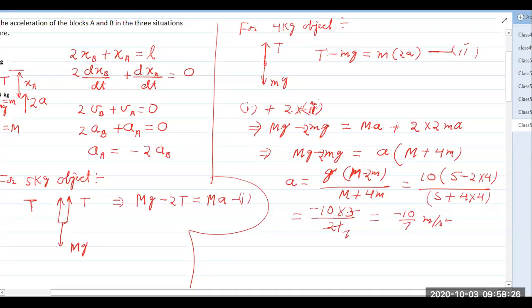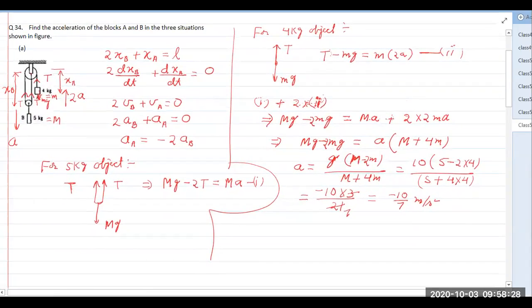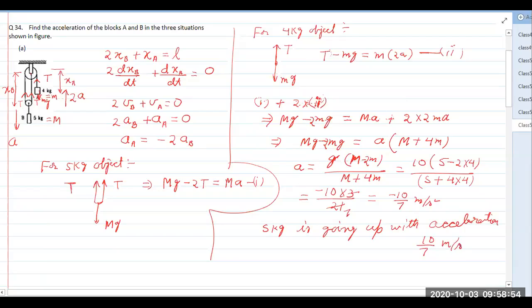What does it mean? Minus 10 by 7 meter per second square means the direction we initially assumed, that the 5 kg is going down, is wrong. The 5 kg block is actually going up with acceleration 10 by 7 meter per second square, and the 4 kg is going down.